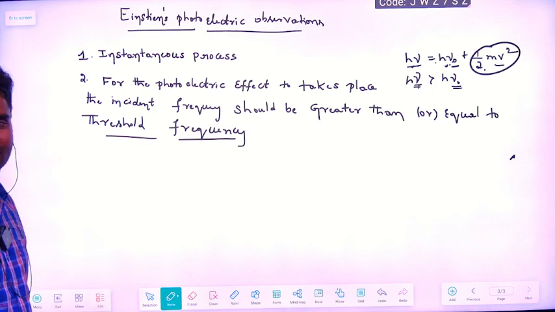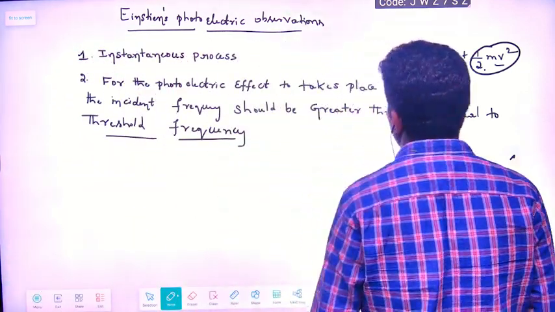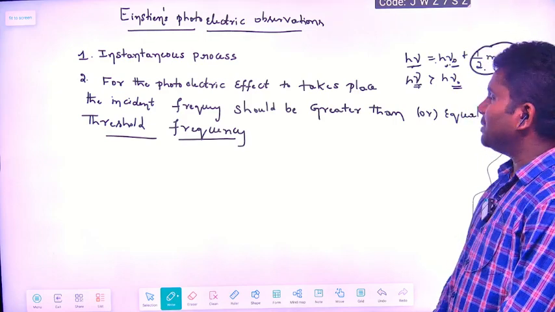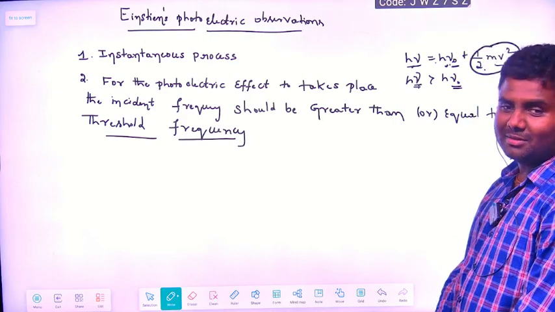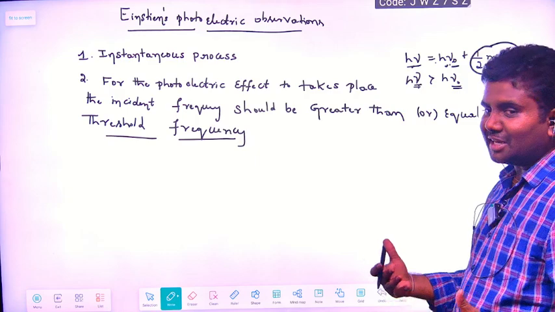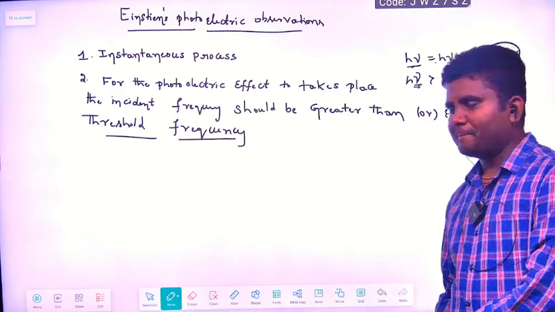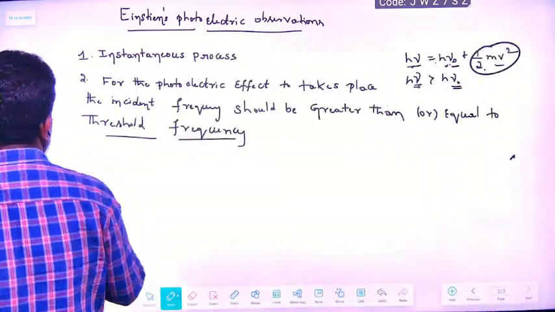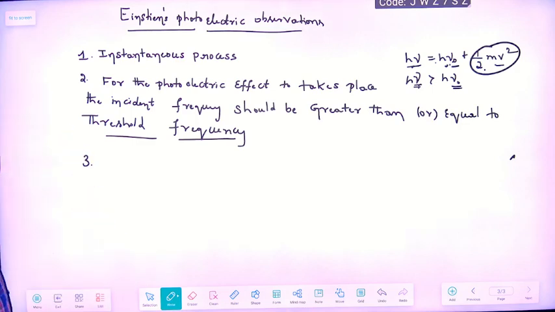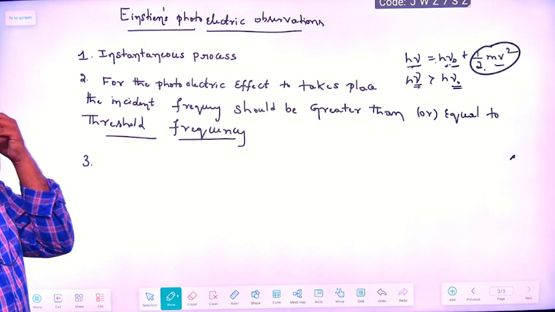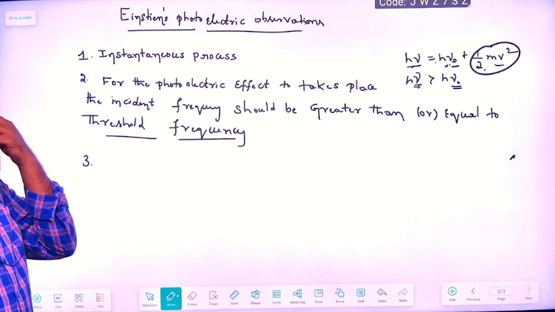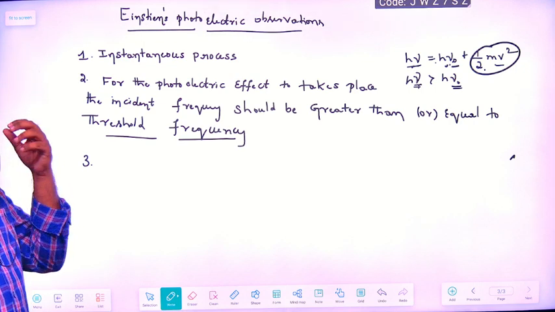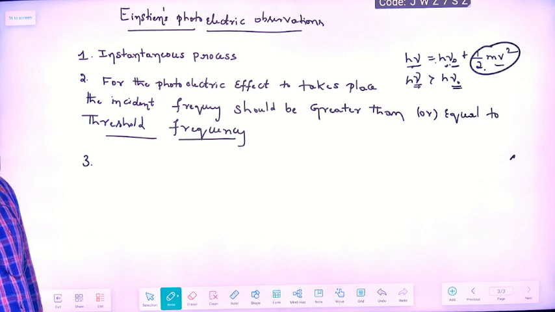For the photoelectric effect to take place, the incident frequency should be greater than or equal to the threshold frequency. Understood? Next, the third one. Can you please tell? There are so many points. What about the wavelength?